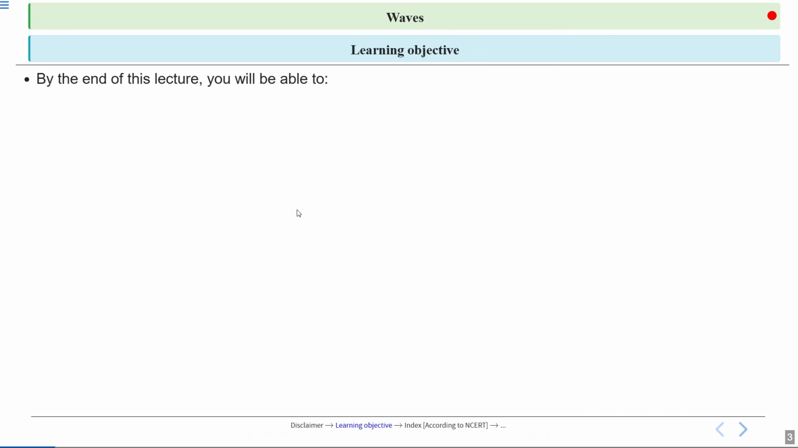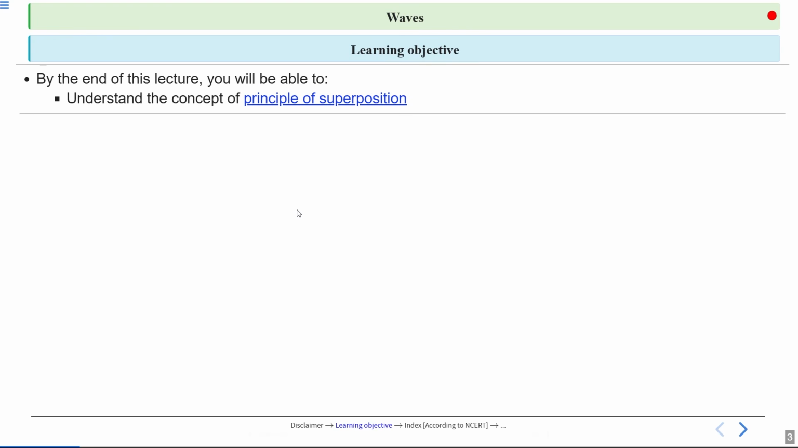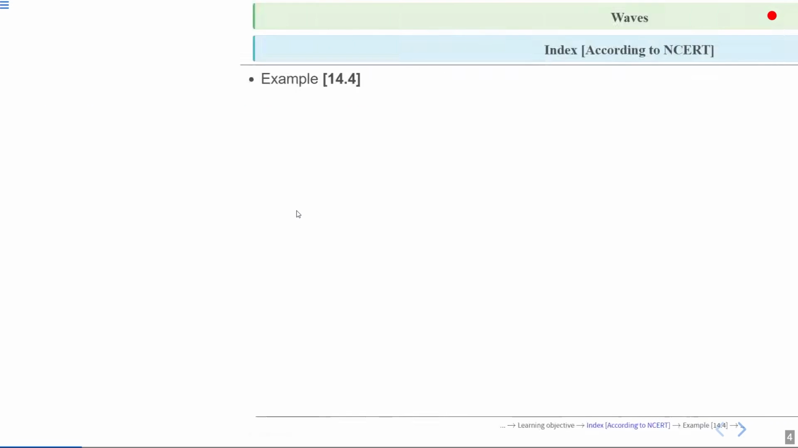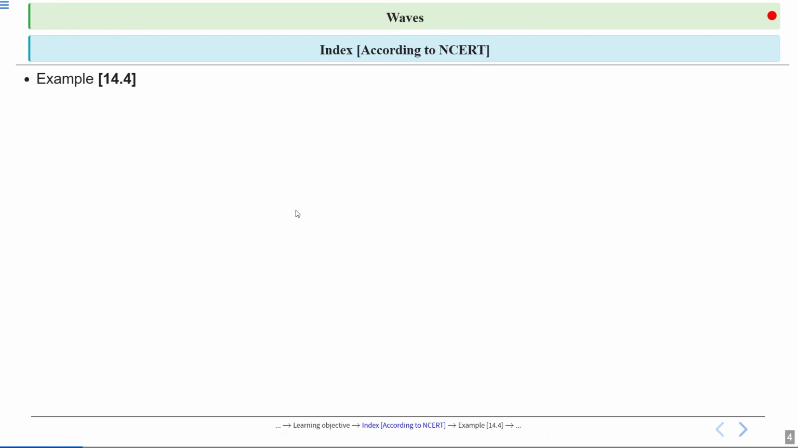Learning objective. By the end of this lecture you will be able to understand the concept of principle of superposition. So the topics we are going to cover in this lecture are: first, we will solve an example 14.4. Then we will learn 14.5, the principle of superposition of waves.